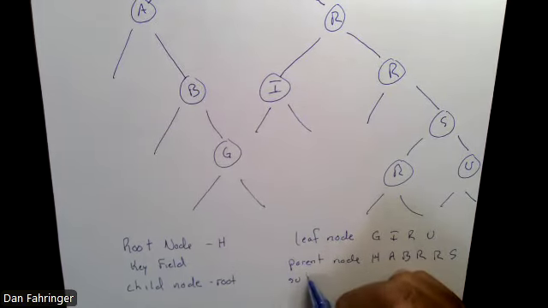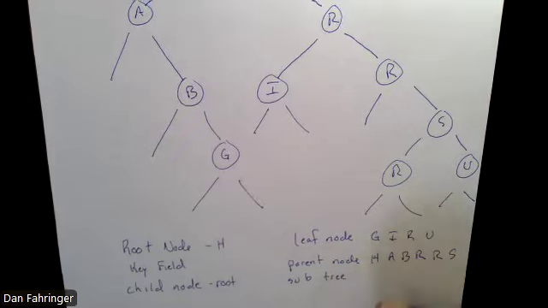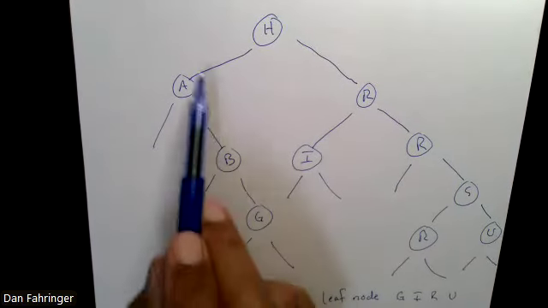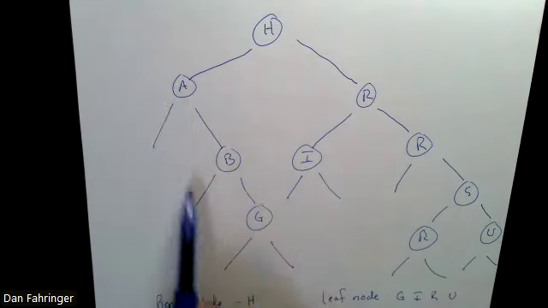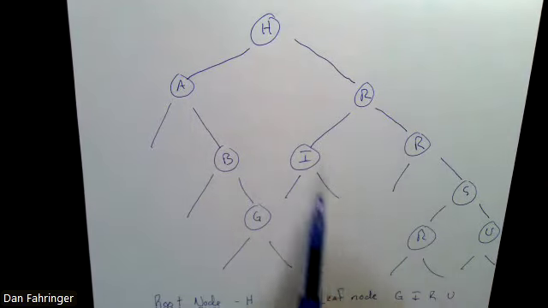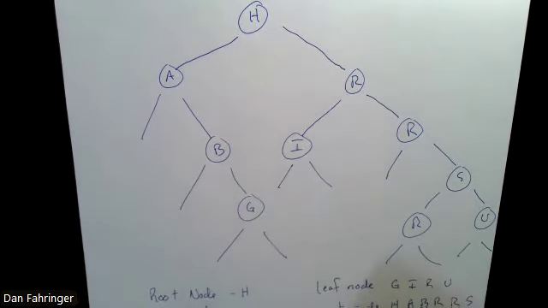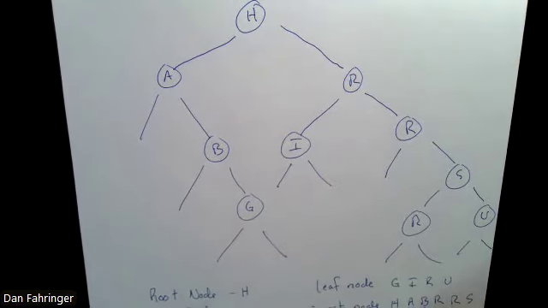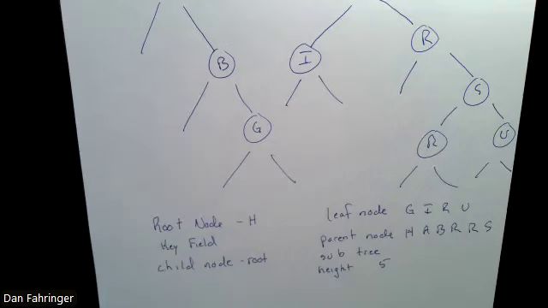Subtree. H has a left subtree. It's right there. A, B, G has a right subtree. All of that. So we can use subtrees. The height. What's the height of this? Is it 5? It is 5. Sorry, you can't see some of that when I write it.